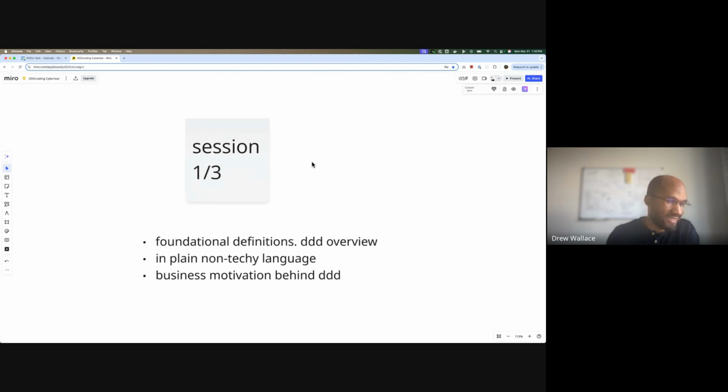I got these as 3 sessions. This one is just going to be on foundational definitions, an overview of DDD, using plain language, not the stuffy jargon that you'll find in the textbook they call the blue book, and look at the business motivation behind DDD and behind design in general.